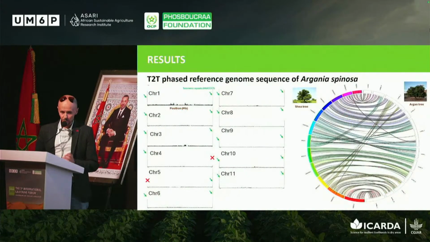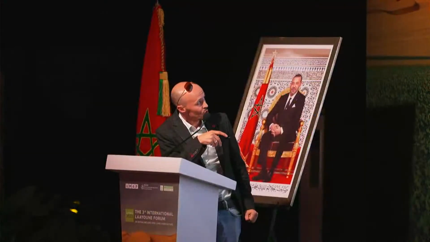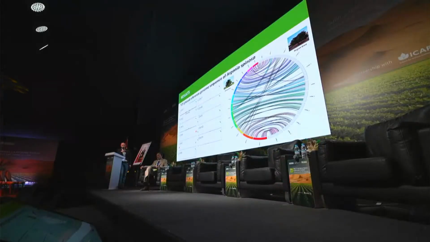So when we talk about T2T phased assembly, we need to assemble the telomeric repeats in the chromosomes. As you can see in the plots here, at the end we have high frequency of telomeric repeats for each chromosome, thus confirming that we have a T2T reference genome, except for chromosome number 10, where we have only one end, and chromosome number 5, where we have only this end.